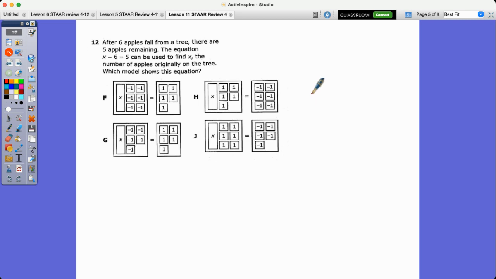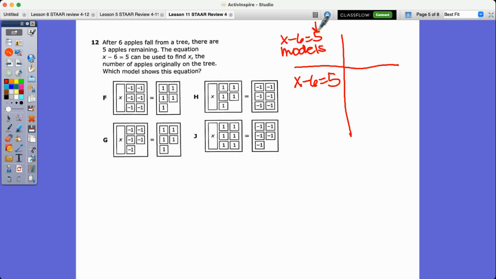Okay, after 6 apples fall from a tree, there are 5 apples remaining. The equation x minus 6 can be used to find x. Which model can be used? So I have x minus 6 equals 5. So I'm going to find a model. I have models to choose from. My solution is 5, so 5 has to be my answer.